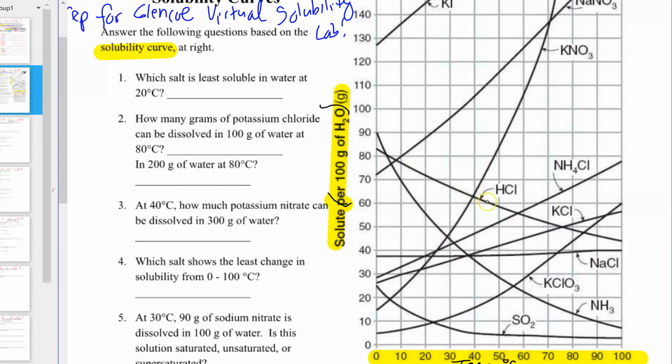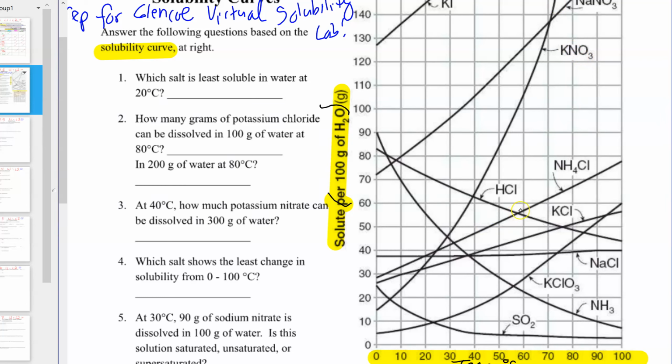Do you see that there's actually some compounds that decrease in solubility the warmer it gets? And some of those compounds actually aren't salts. So SO2 becomes less soluble, that's a gas. NH3, ammonia, less soluble. HCl, a gas that makes hydrochloric acid when it dissolves, less soluble. But pretty much for all of the salts, and remember a salt is a metal cation and a non-metal anion coming together to make an ionic solid, those pretty much all increase.